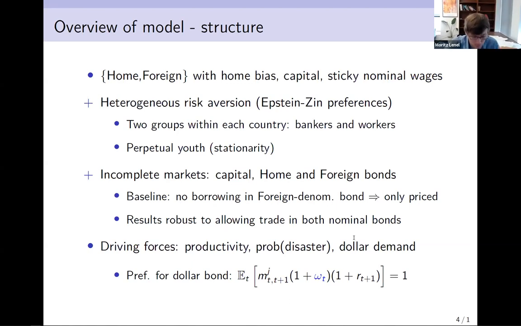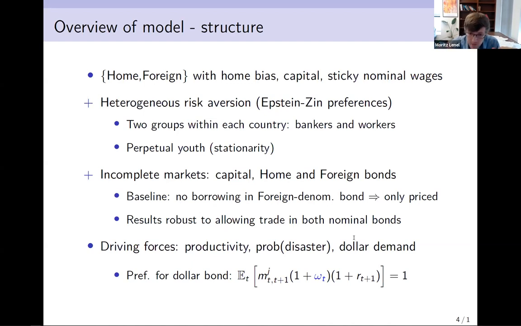So in terms of driving forces, in this baseline setting, there are only these three driving forces. There's a productivity shock that has the possibility of a rare disaster. And the probability of that rare disaster is time varying.